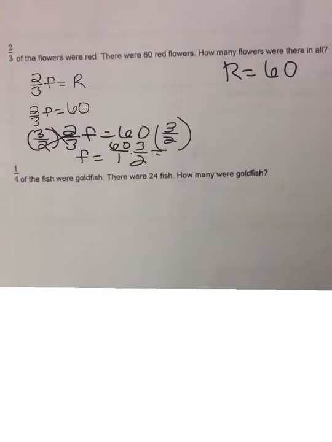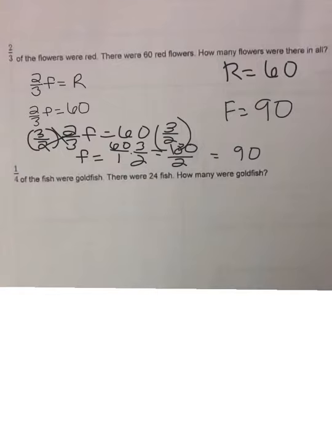60 times 3 is equal to 180 over 2. 180 divided by 2 equals 90. So there were 90 flowers. So F is equal to 90.